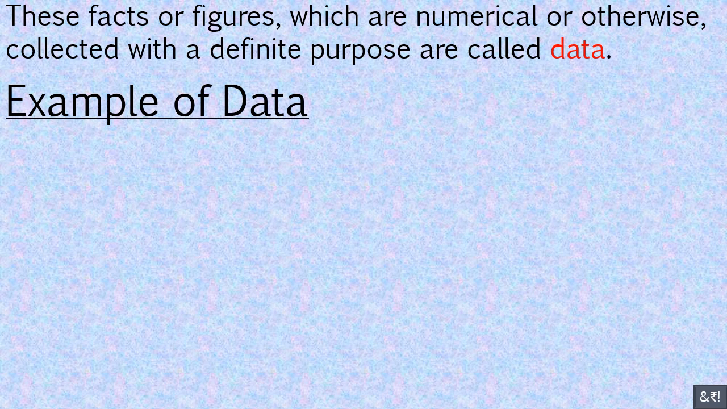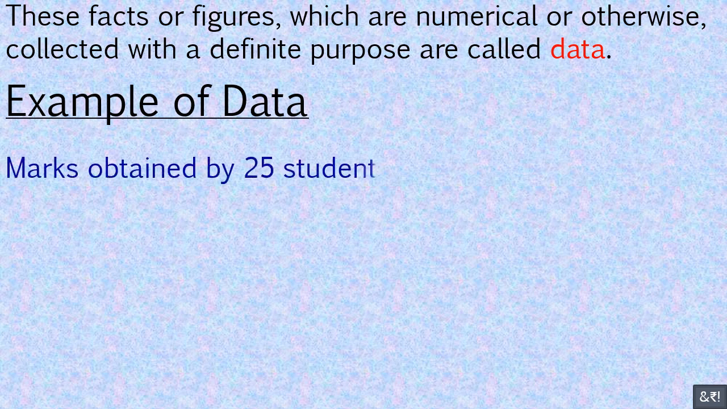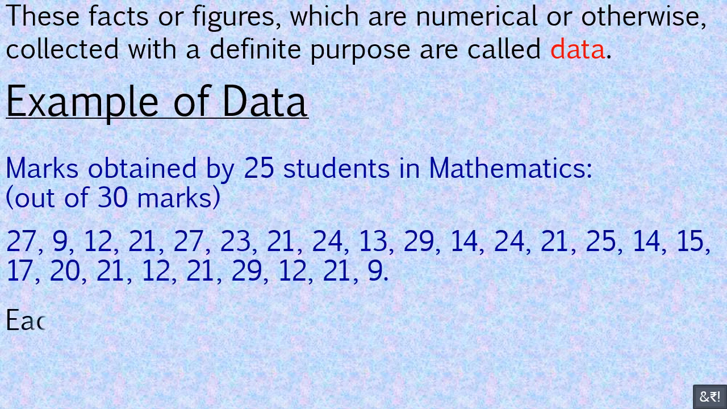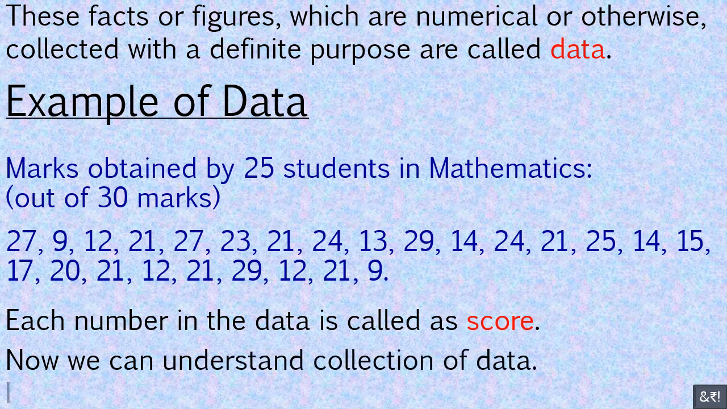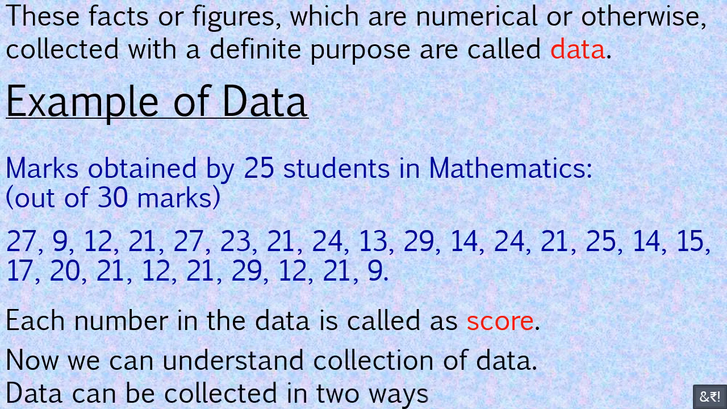Example of data: marks obtained by 25 students in mathematics, out of 30 marks. Each number in the data is called a score. Now we can understand collection of data. Data can be collected in two ways.